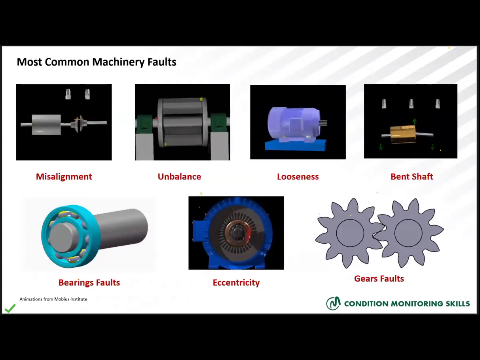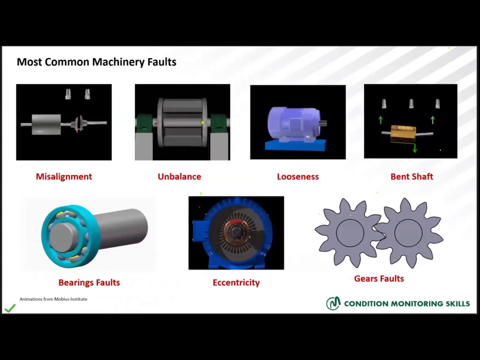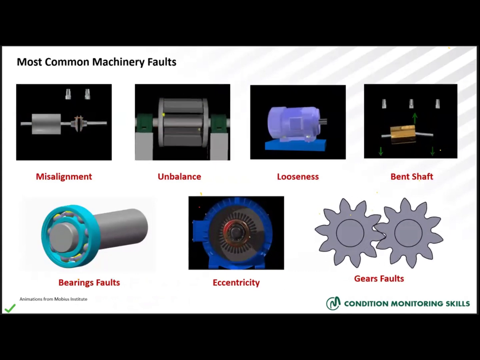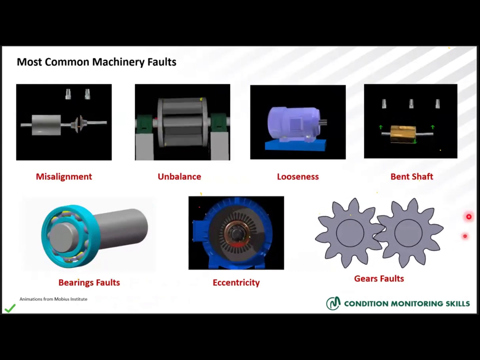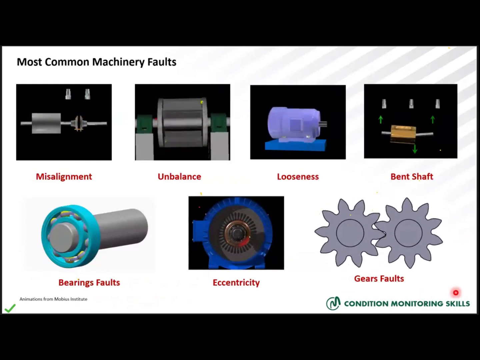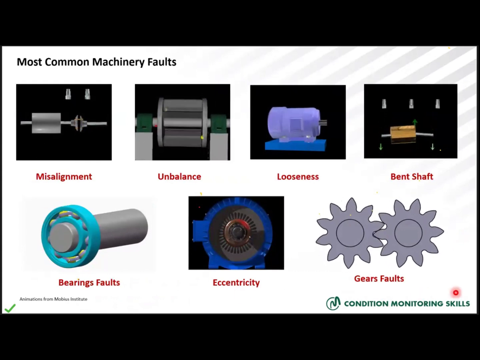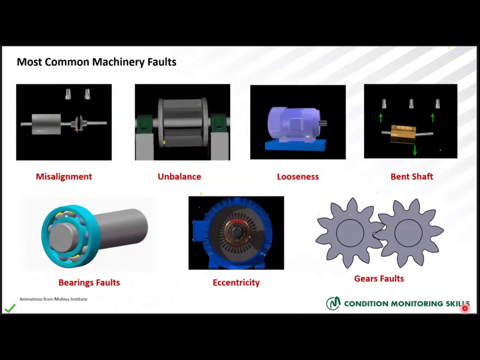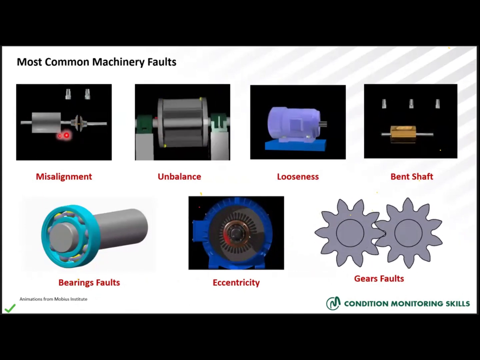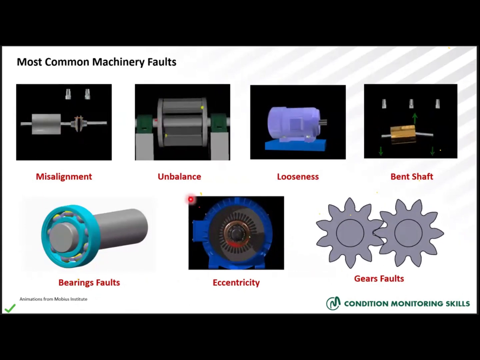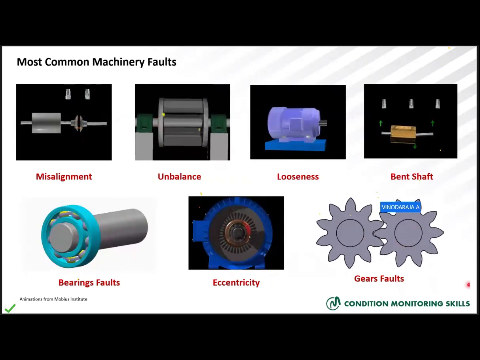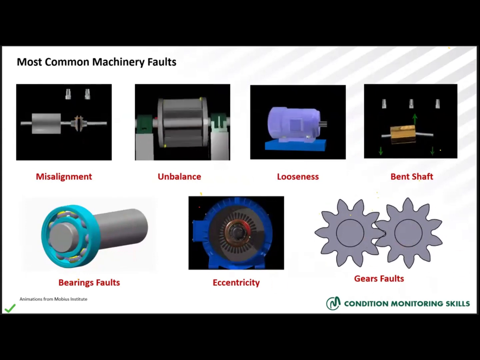On this slide, we can see the most common machinery faults that could be detected using the vibration analysis technique. For people who don't have any idea about what vibration analysis can detect, it can detect unbalance, misalignment, looseness, bent shaft, bearing faults, gear faults, eccentricity, and much, much more.